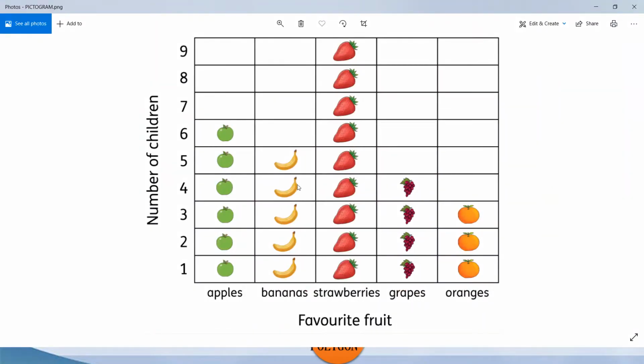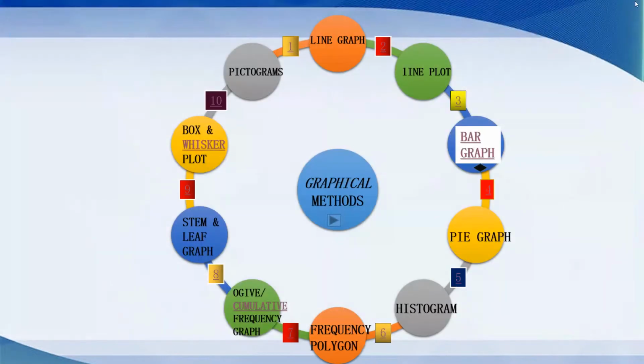This is a very simple example I took. Number of children and their favorite fruits. So through pictures we'll try to display our data. Okay. So these are the various graphs which we use commonly in our daily life.